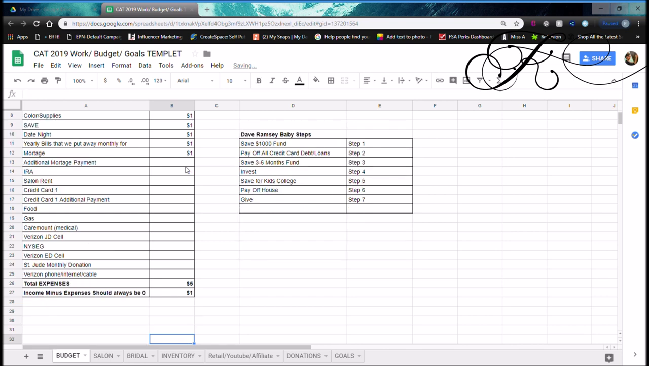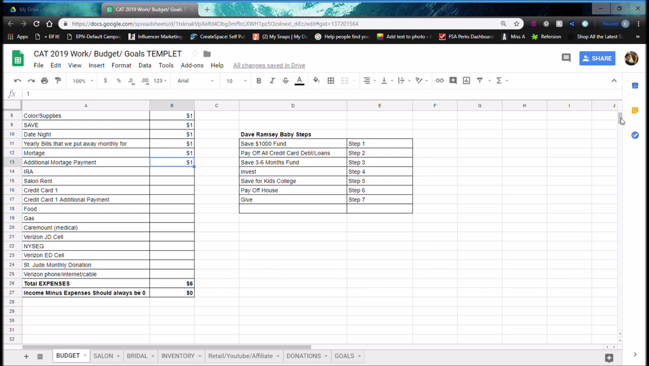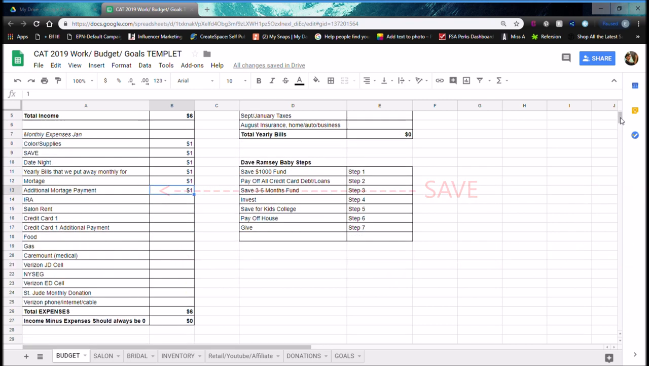As you can see at the bottom, it says that the total expenses minus the total income should be 0. So if you find that you are not coming up with 0, you want to find a place to put that money, whether it's credit card debt or a savings account if you don't have credit card debt.